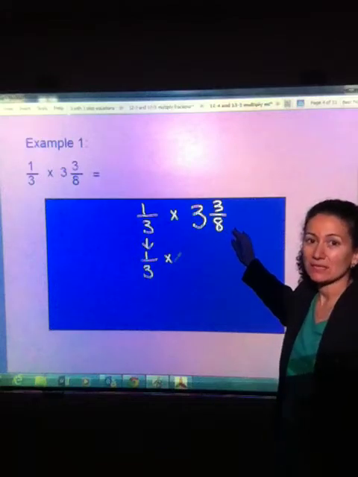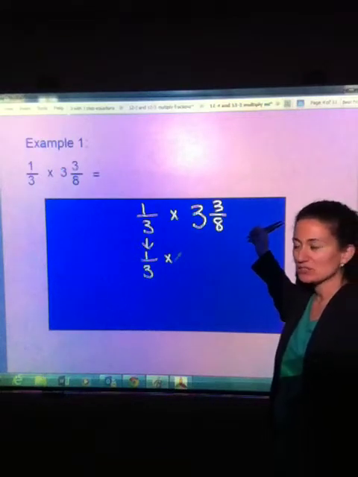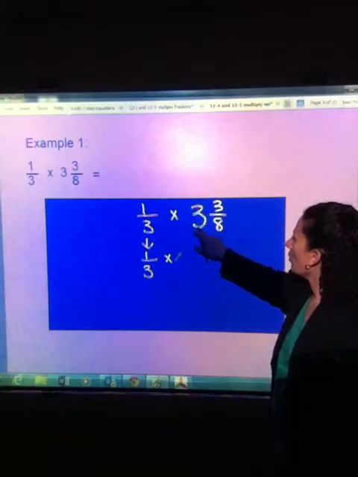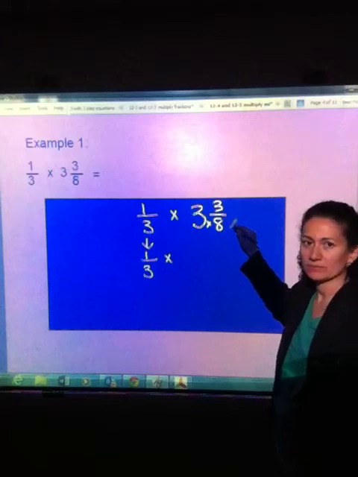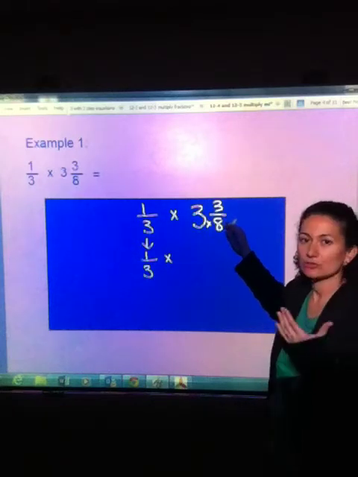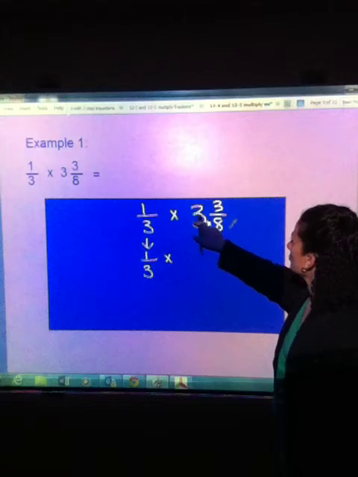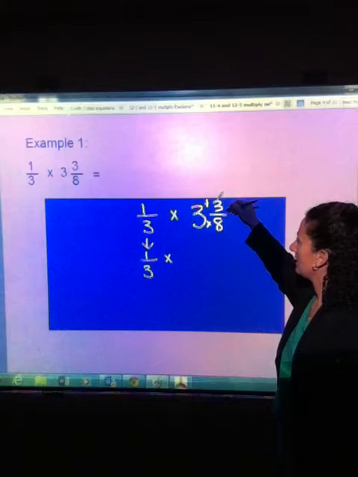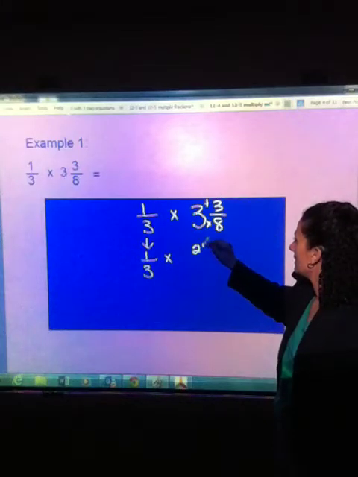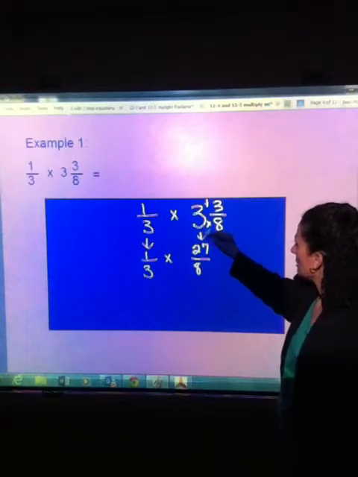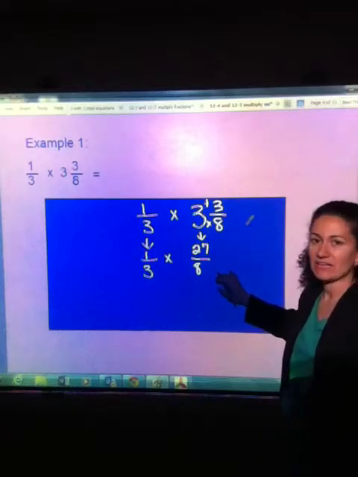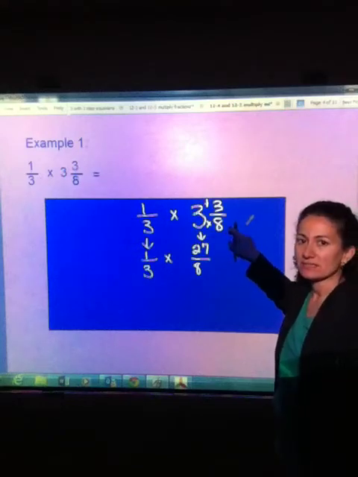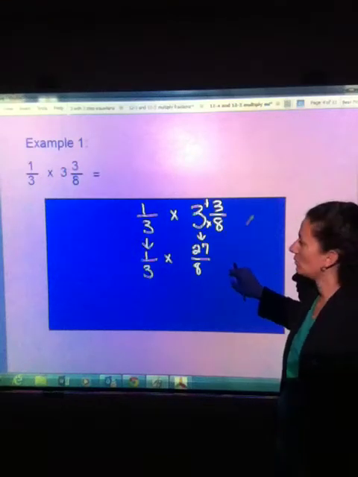3 3/8 is a mixed number, so we must make it an improper fraction. We learned how to do this several weeks ago. You multiply the whole by the denominator, because 3 wholes is like 24/8. So 3 times 8 is 24, plus we need to add these 3, so that gives us 27/8. So 3 3/8 is 27/8. Rewind that if you didn't catch how to change the mixed number into an improper fraction. Rewind it if you need to watch that again.